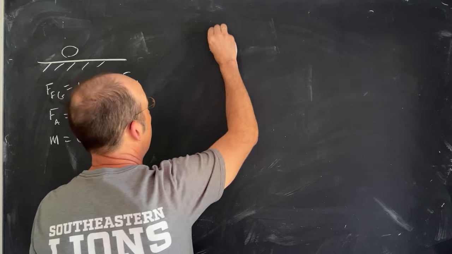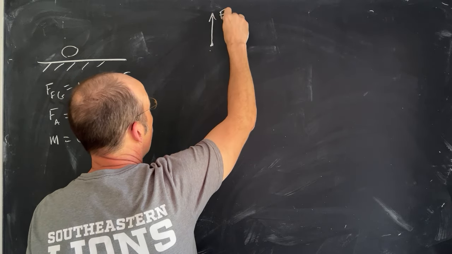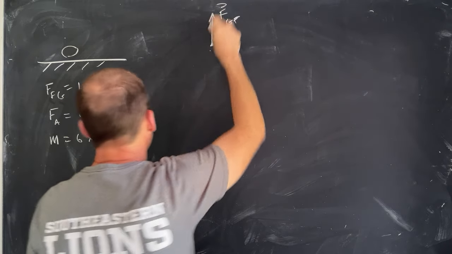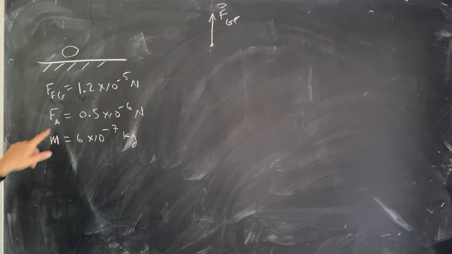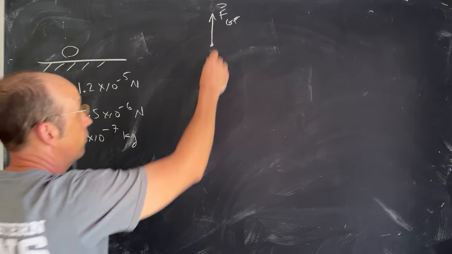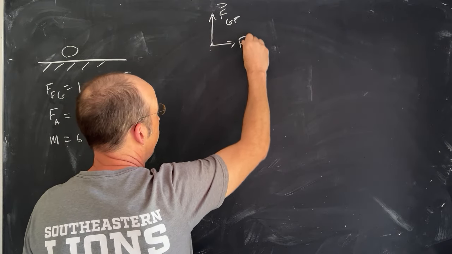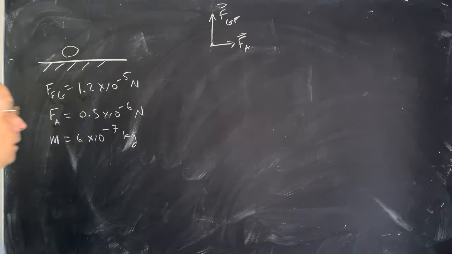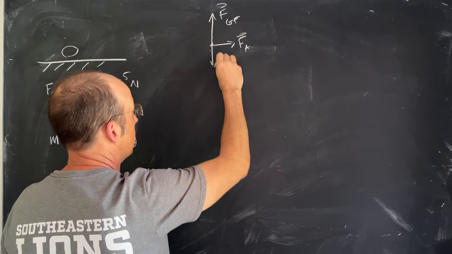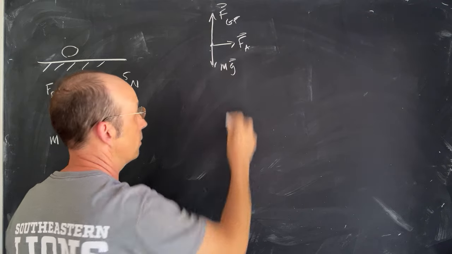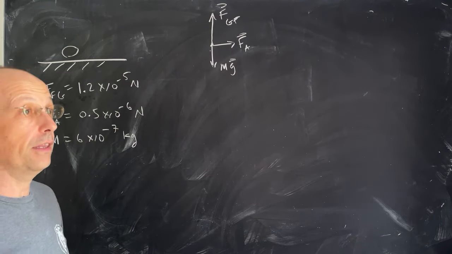So let's put that right here. F ground on the flea. See, I switched those. Okay. We have an air resistance force of 0.5, and this is parallel to the ground. So I'm just going to put it this way. Fa. And finally, we have the gravitational force this way. mg. And we want to find the acceleration.